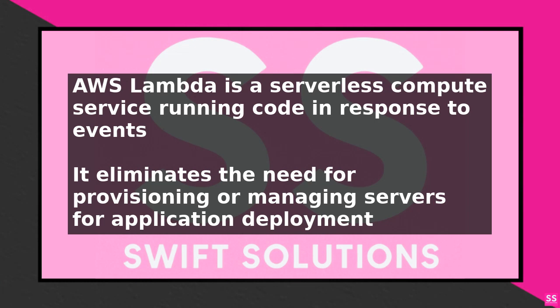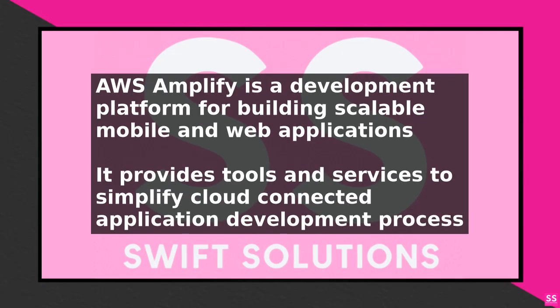To create an AWS Amplify Lambda function, you need to have an AWS account and the AWS Amplify CLI installed on your machine. First, initialize a new AWS Amplify project by running the command amplify init in your terminal. This will create a new directory with the basic structure for an Amplify project.